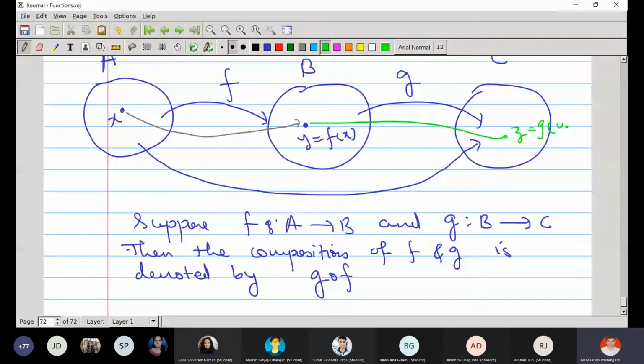So z is the image of y under g. But what is y? y is f(x), because y is the image of x under f. And therefore, when we write a composite function, the first action is of f and then the action of g. So g composite f of x. In this way, we write the composition. So what is the order? Which function acts first? Is it clear?